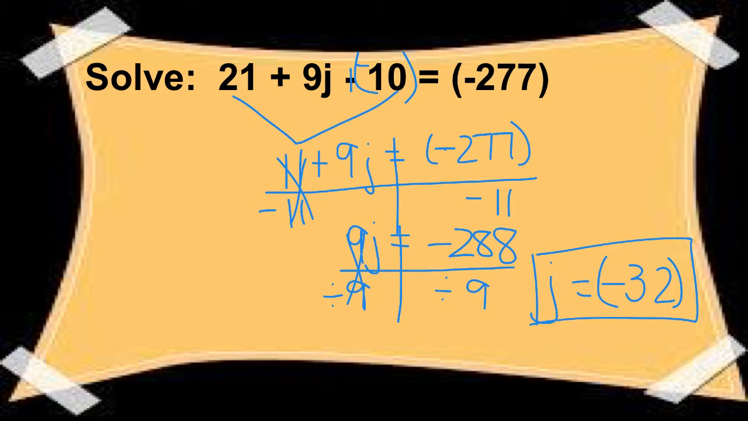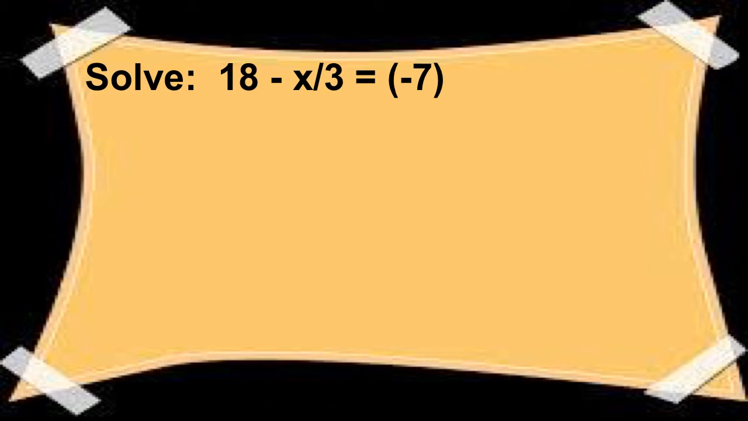So you're going to notice that at the very top, I got rid of my subtraction sign. I added a negative 10. 21 plus a negative 10 is the 11. So I combined my like terms here and started solving. Subtracted 11 from both sides. That got me here. Divided both sides by 9. And there is my solution. Work this problem. Come back when you want to check my solution.